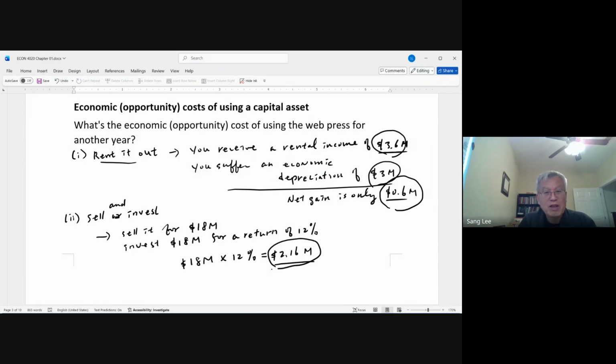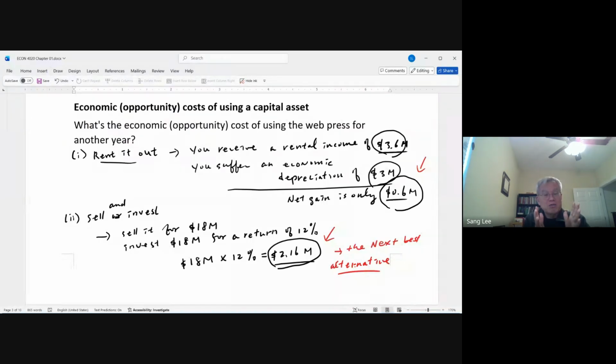Now, between these two, if you go back to the opportunity cost concept, we said it is profit or benefit you have to give up by not pursuing your next best alternative. Between these two options, you forego, which one is the better one? Well, one is a net gain of $0.6 million. The other is a gain of $2.6 million. So this is much greater. So this is the next best alternative.